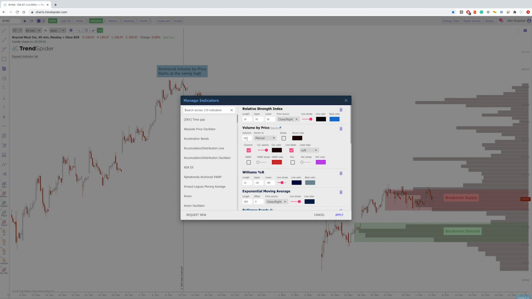I have 50 price columns. I have the anchor set to manual, so I'm manually moving this. And you can see here that I only have the columns turned on. I have everything else turned off, and the line labels I also generally keep off.